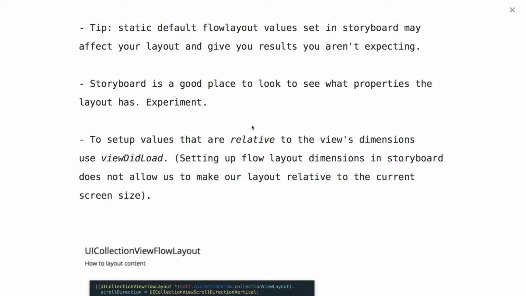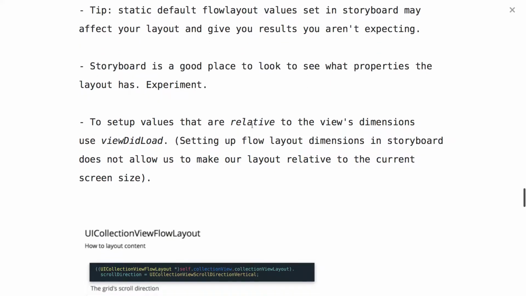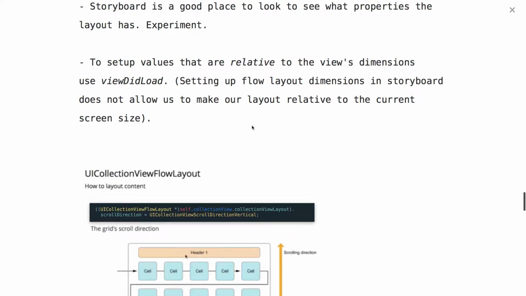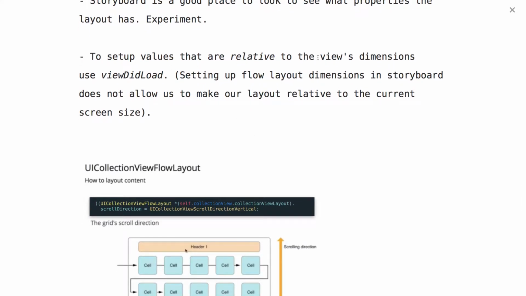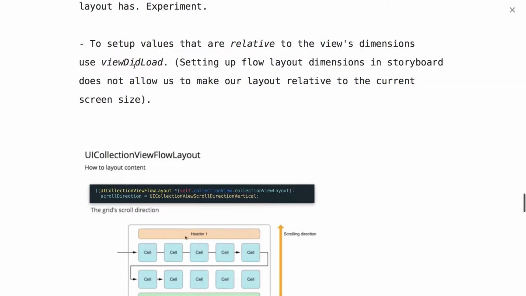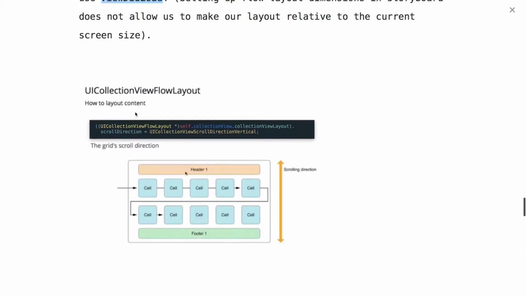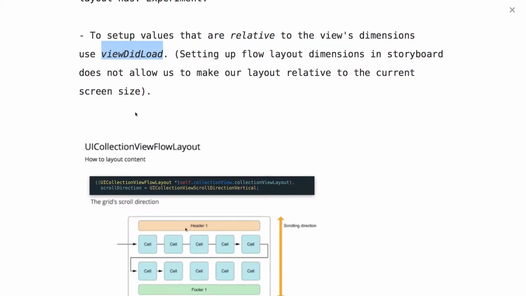So static values don't respond to device size, right? That means your layout is not responsive to the device size you're on, so you almost never want that. You want your layout to be responsive to the device size you're on. So you're rarely going to do a layout totally in storyboard. You almost want to make your layout relative to the view's dimensions, and you can use viewDidLoad. All right, so is that clear? Well, when I demo this, it'll become clear.